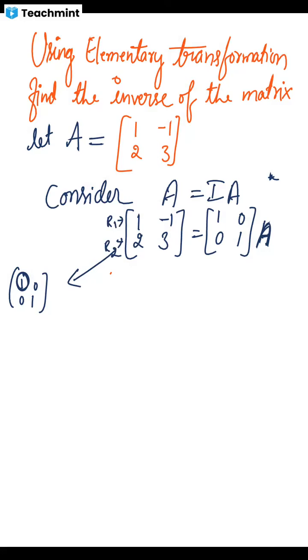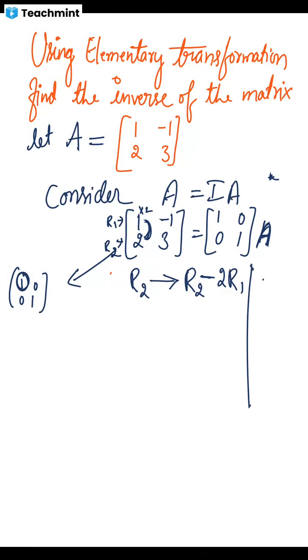So the first element of row 2 has to be 0. To get 0 in row 2, consider R2 tends to R2 minus 2 R1. If we multiply row 1 by 2 and subtract, I am going to get 0. Once you know how to construct this operation, the problem is very easy. Now for the sake of rough work, R2 minus 2 R1.